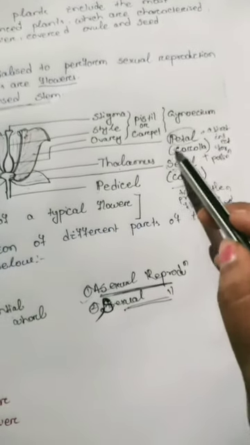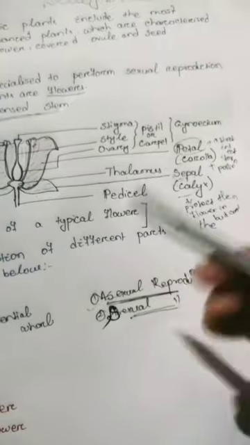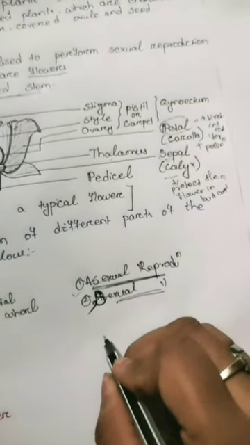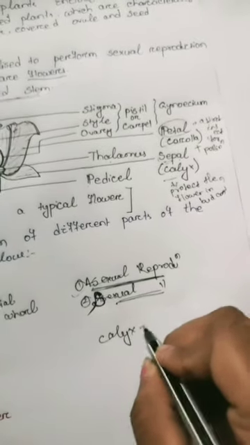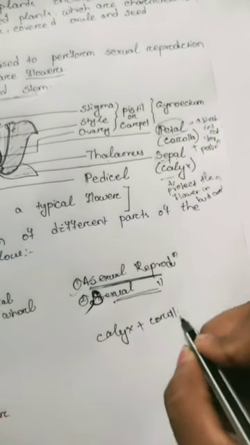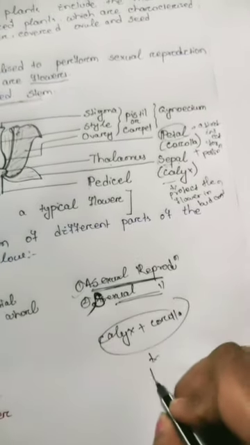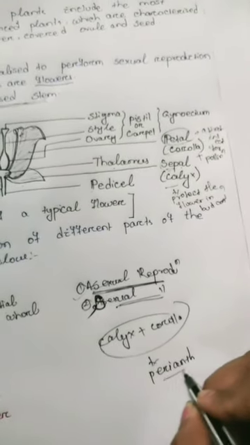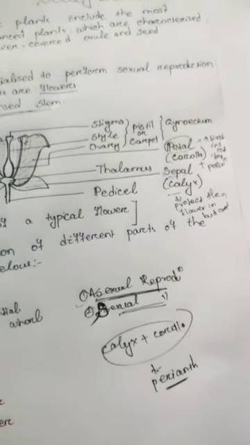And in some cases petal and sepal fuse to form perianth. In some cases calyx and corolla fuse to form perianth, and an individual member of perianth is known as tepal.